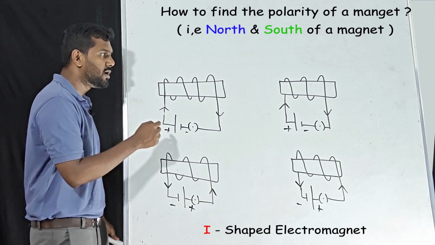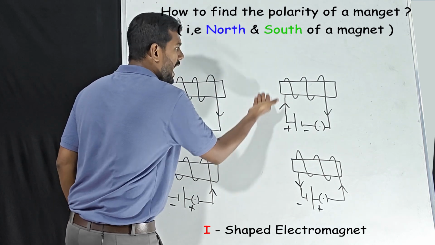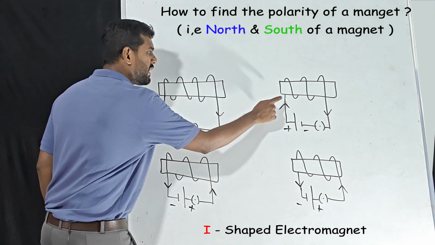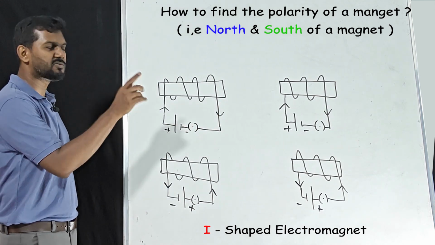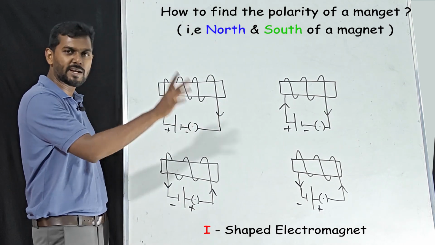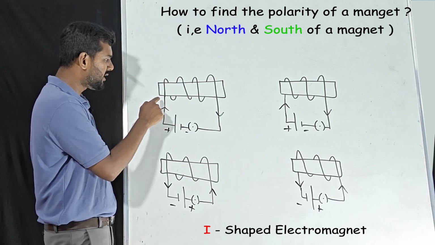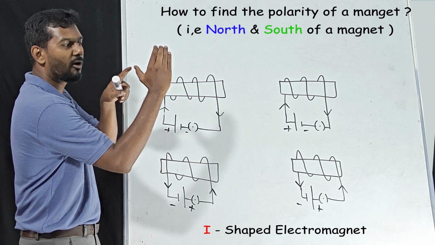See here, the first wire is behind, sorry, behind. Here the first wire is above, here the first wire is from behind. This is very much important. This is what we are going to identify. Once you identify that, see here this first line is above. Once you find this is above, you have to hold it like this.